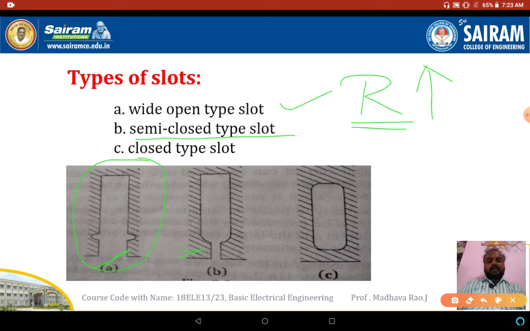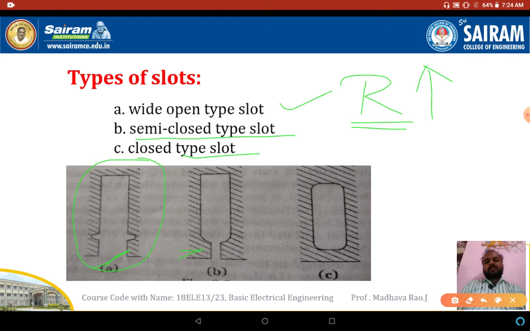In these types of slots, the reluctance is very less compared to the wide open type slot, and these types of slots are used in the maximum number of generators.